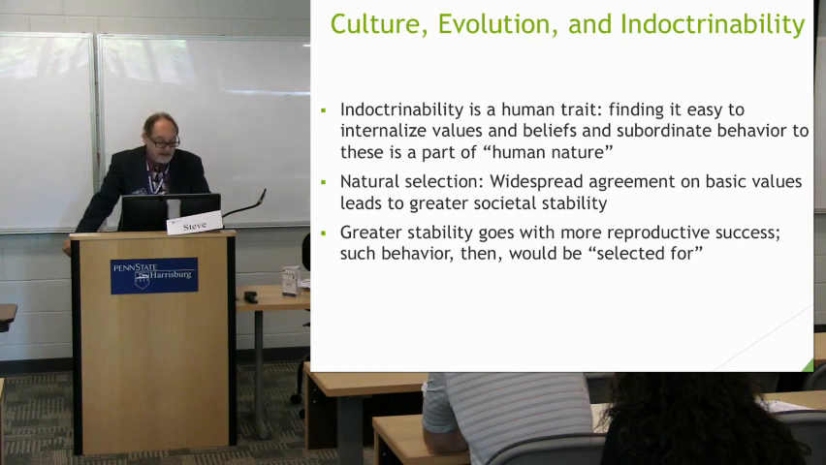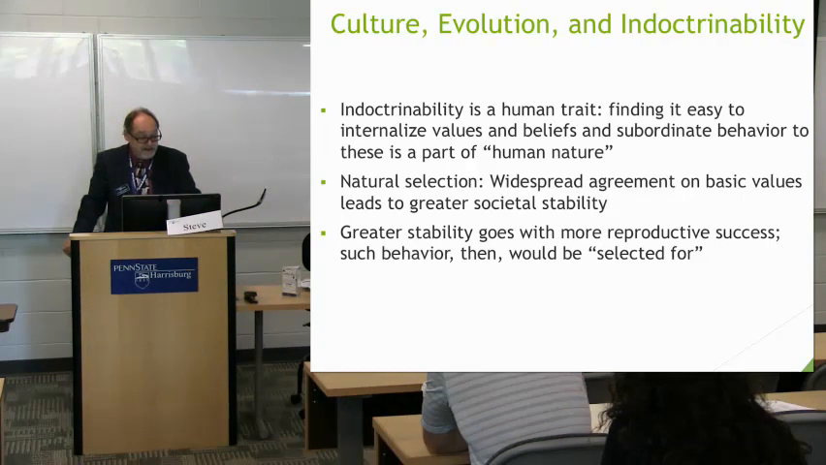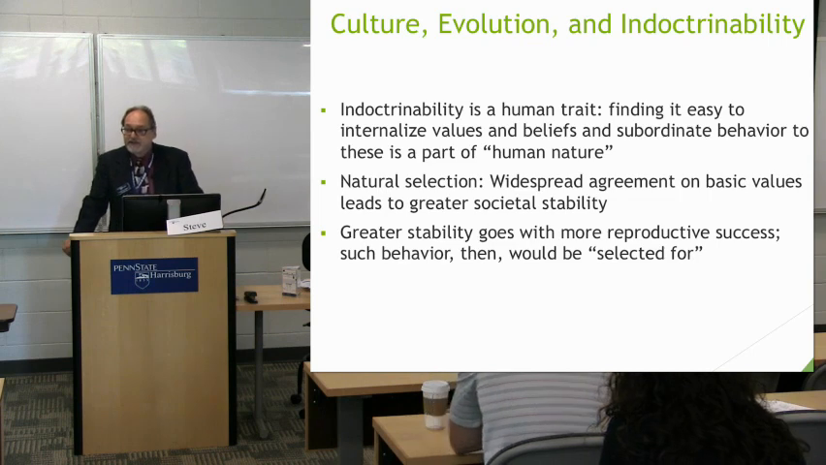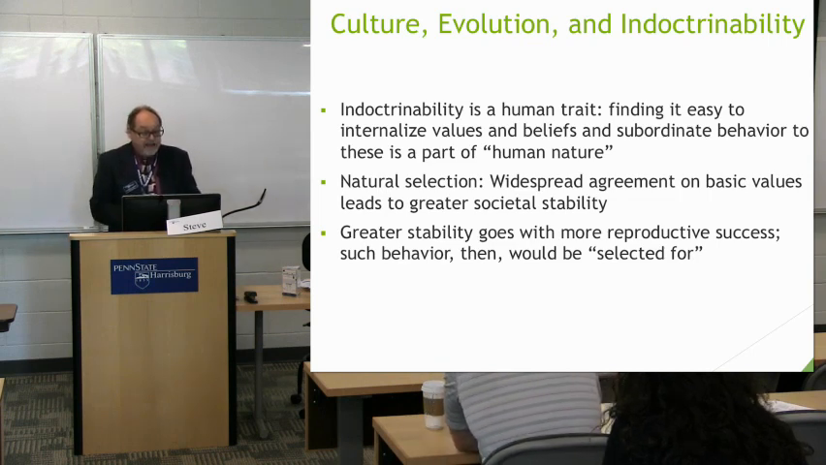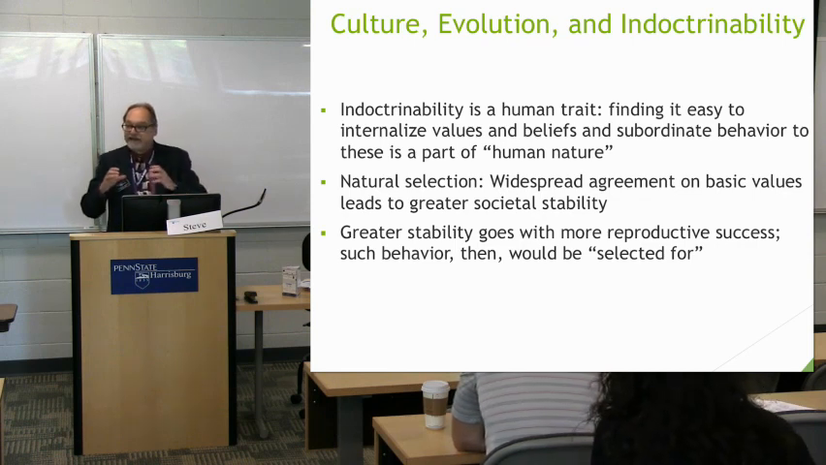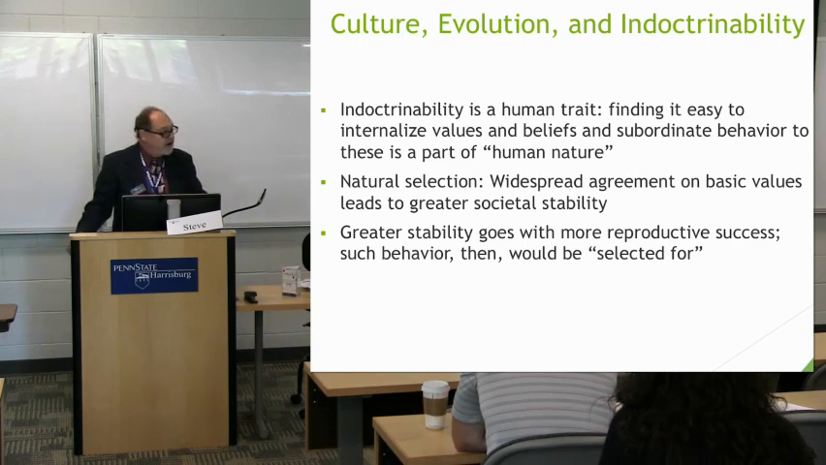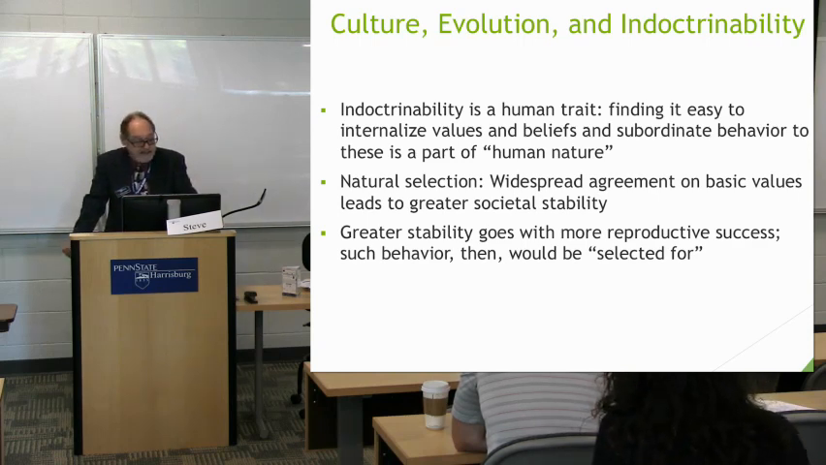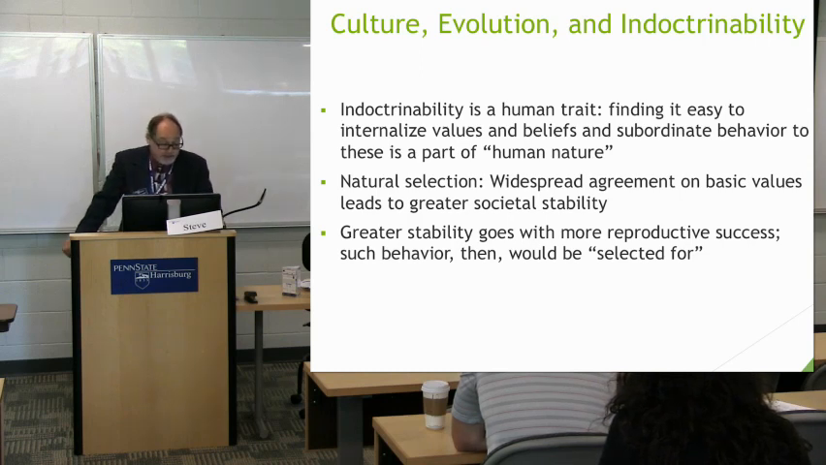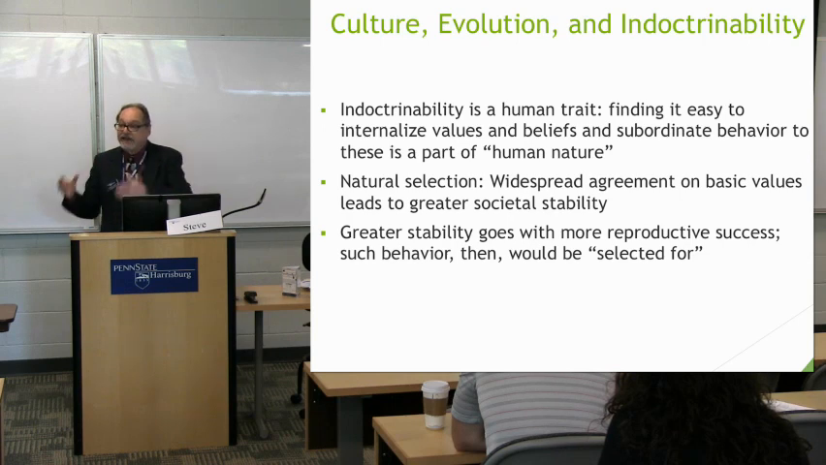Humans find it easy to internalize values and beliefs and subordinate behavior to those as a part of human nature. Now, this makes a certain sense because, if we have widespread agreement on basic values in a society, that creates a more stable society. In a more stable society, there's more likely to be widespread reproductive success. So characteristics that contribute to societal stability also create an environment where reproductive success is more likely. Greater stability, more reproductive success, behaviors that would lead to stability then could well be selected for.